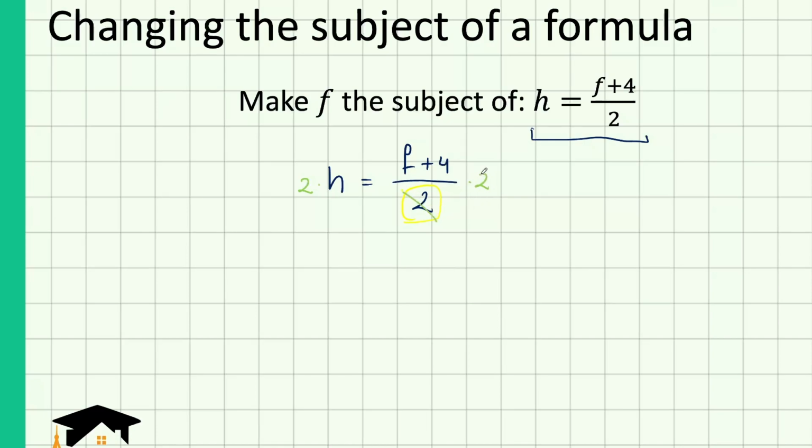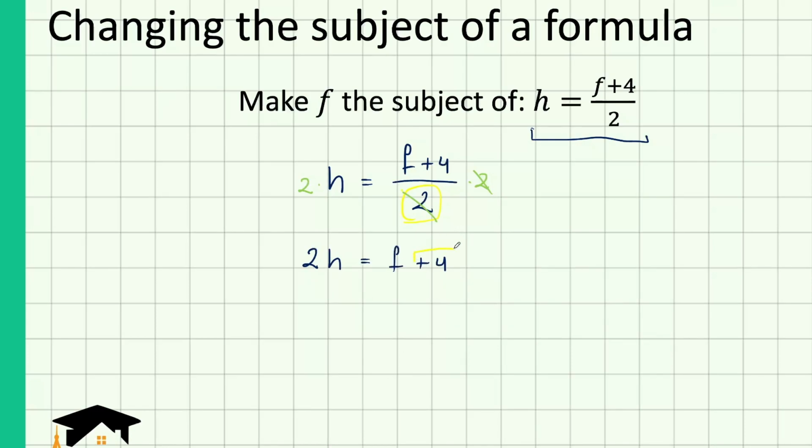Here it will just remove it. And here we have 2x. So the resulting formula after multiplying on both sides by 2 is 2h equal to f plus 4.